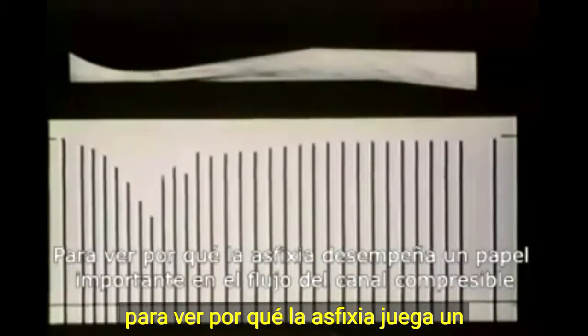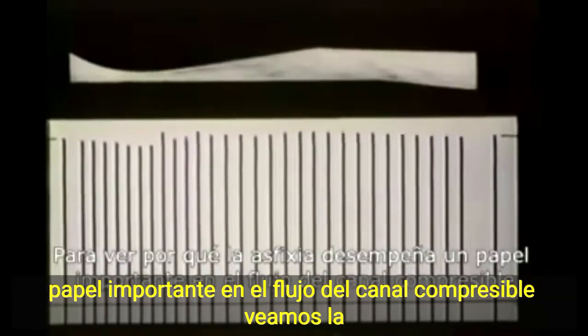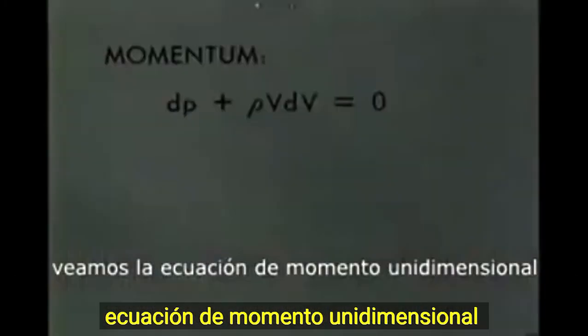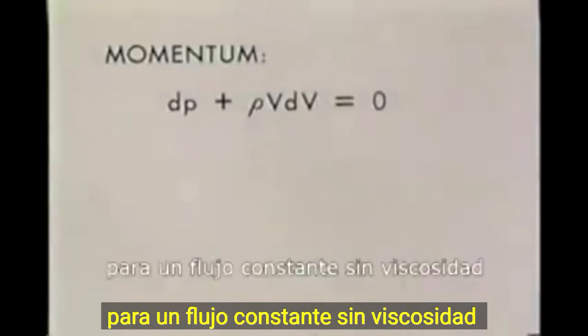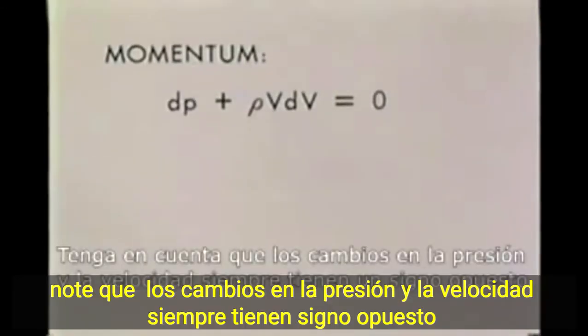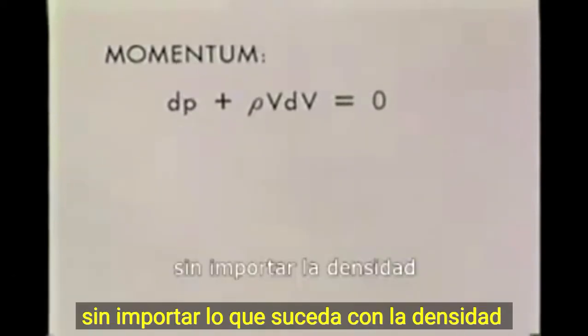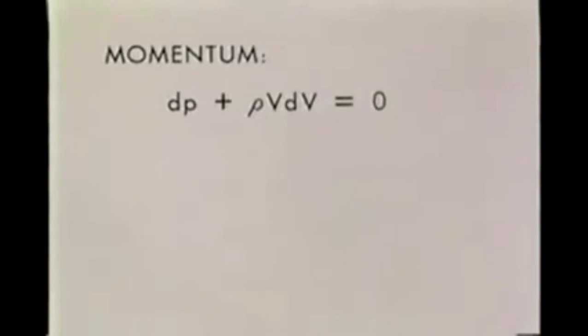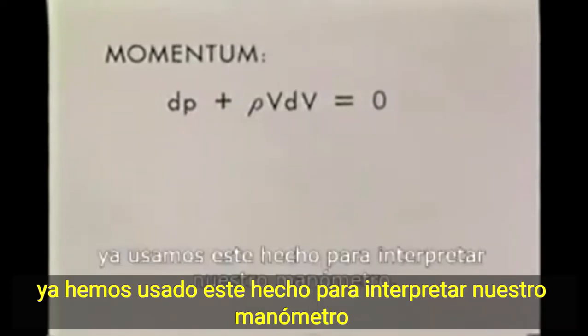To see why choking plays an important part in compressible channel flow, let's look at the one-dimensional momentum equation for steady flow without viscosity. Notice that changes in pressure and velocity always have opposite sign, no matter what happens to the density. We have already used this fact to interpret our manometer.